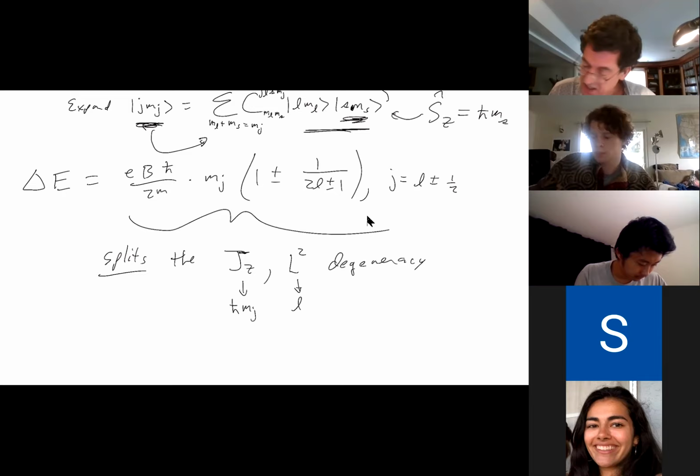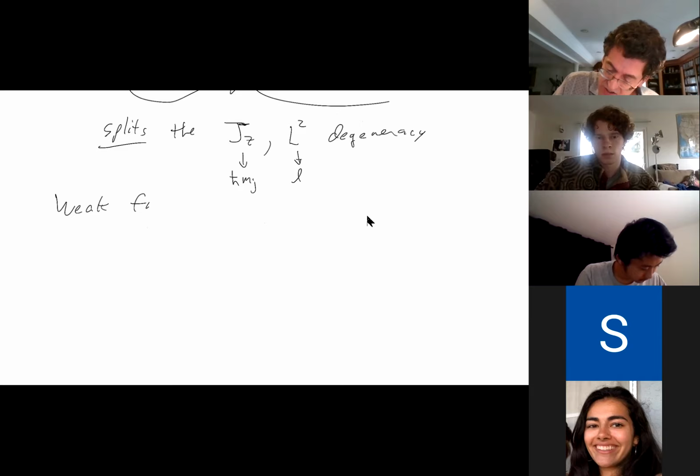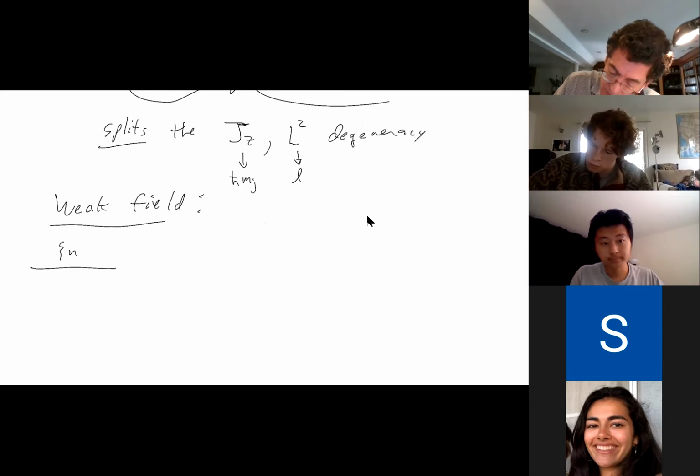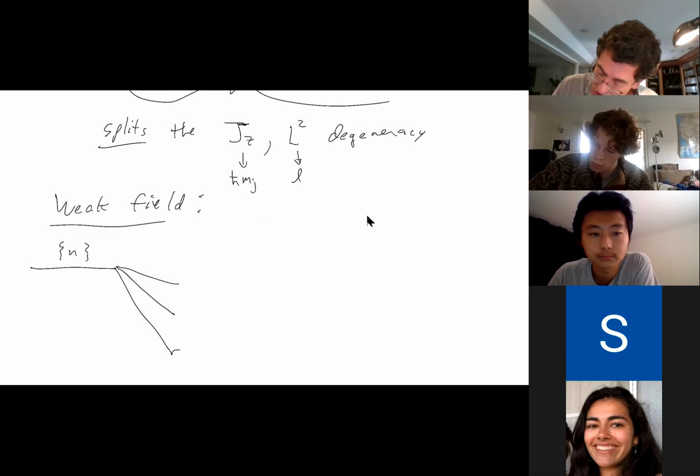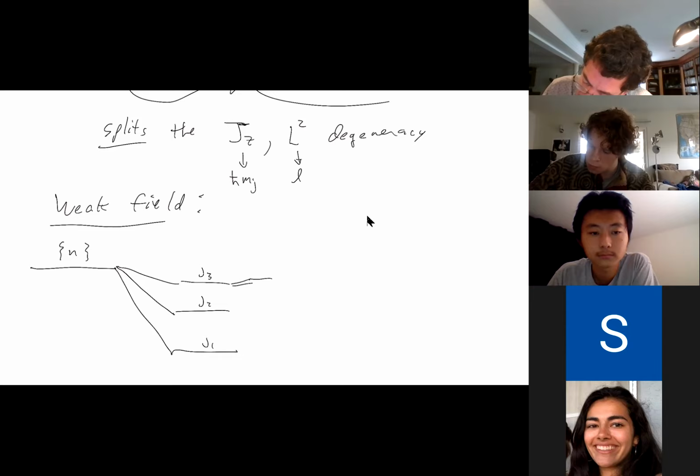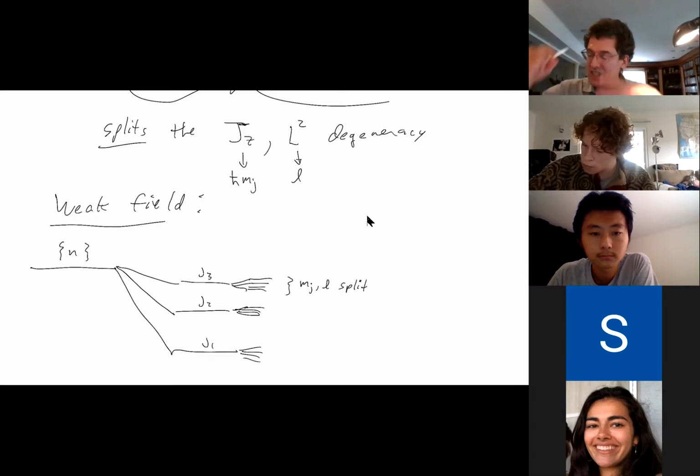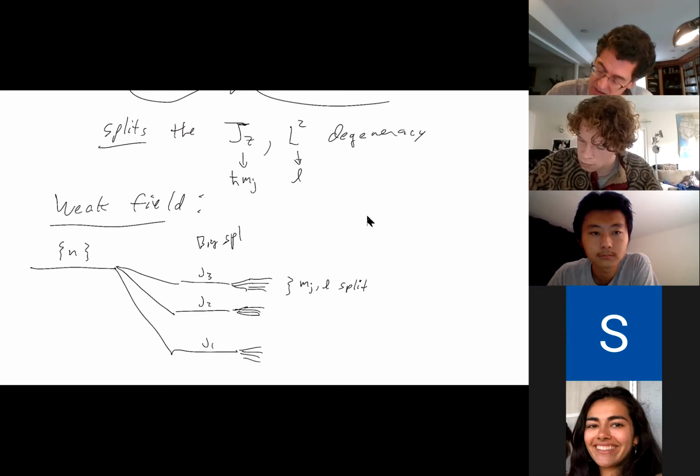For the weak field, the picture that you should have in your mind is that I have my degenerate states for some n manifold. They split already into the different J states, J1, J2, J3, but now there's some additional splitting here. These guys split like this, and these are the M_J's and the L's splitting. So that's what happens in the weak field. You already have the big splitting of the J's, and then you get the little splitting.